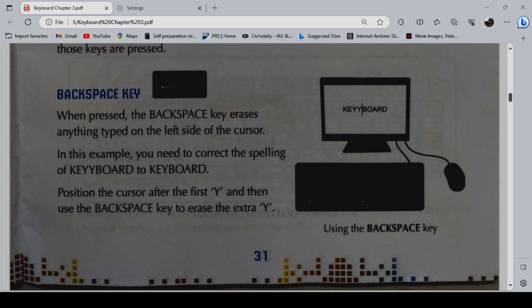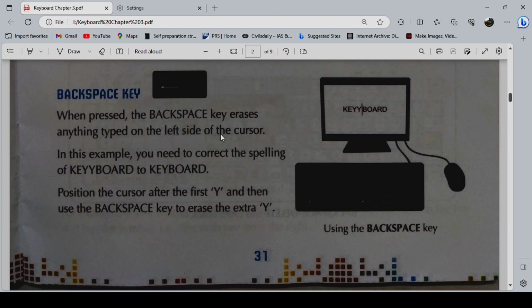Yes. Then I will control the arrow key. Okay, we'll press the arrow key on the keyboard. Yes. And I will tap the backspace key. We'll press the backspace key. The Y will get deleted. Yes. Okay, so you have understood what is the function of the backspace key. In this example, you need to correct the spelling of the misspelled keyboard. So you have done it in the notepad here.